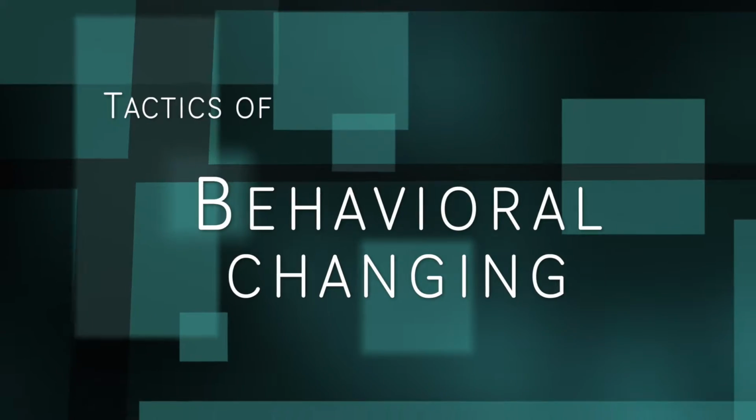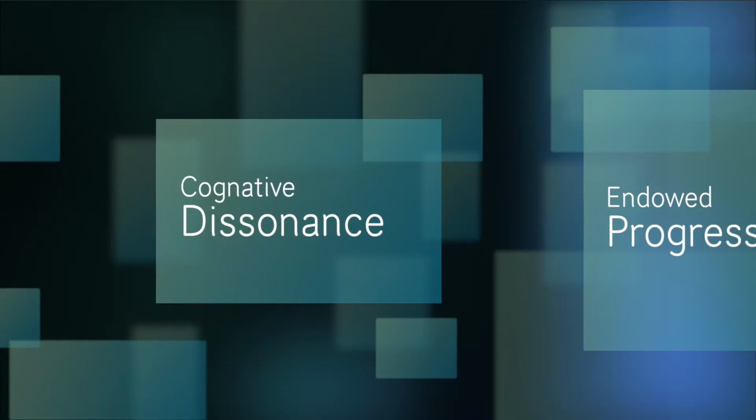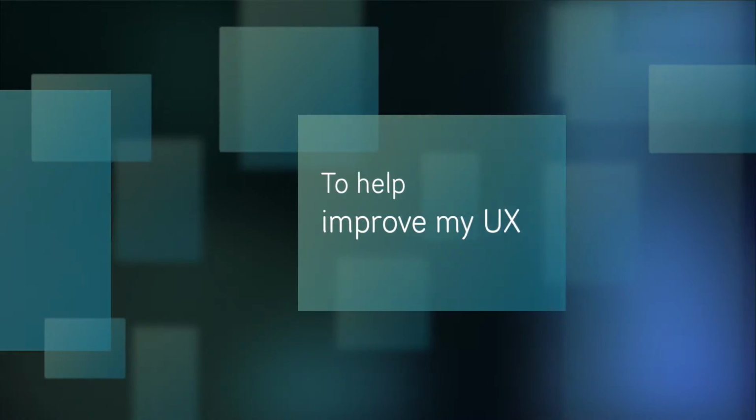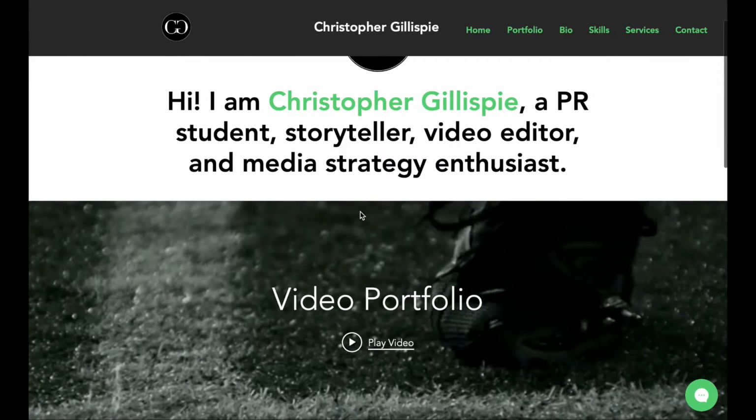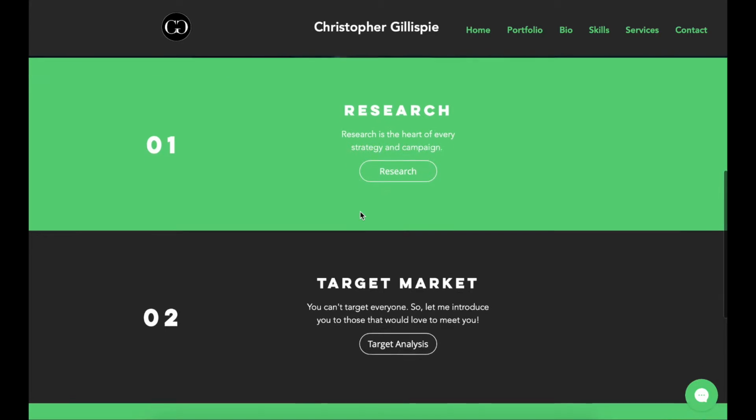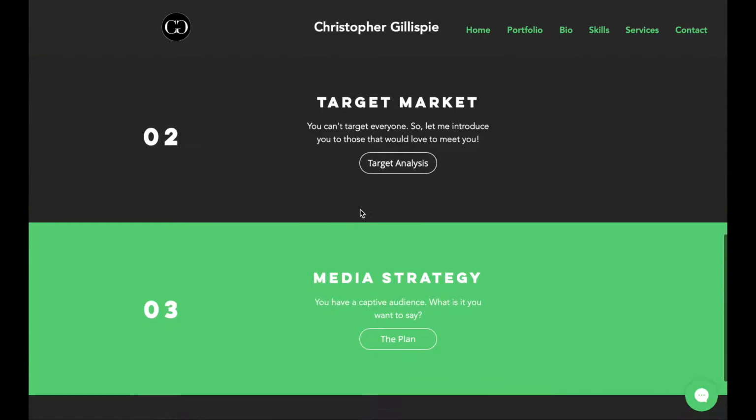I will also touch on two behavioral changing tactics such as cognitive dissonance and endowed progress to help improve my user experience. Okay, so the page has a good many left brain techniques and a few right brain techniques, but very few if any whole brain strategies.